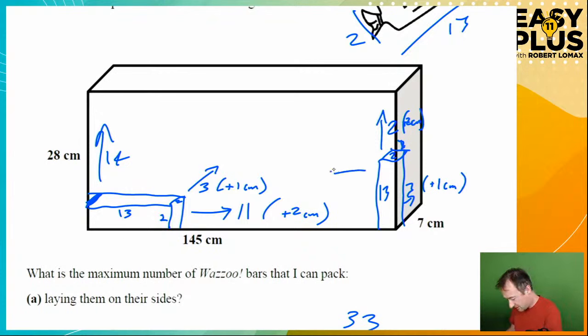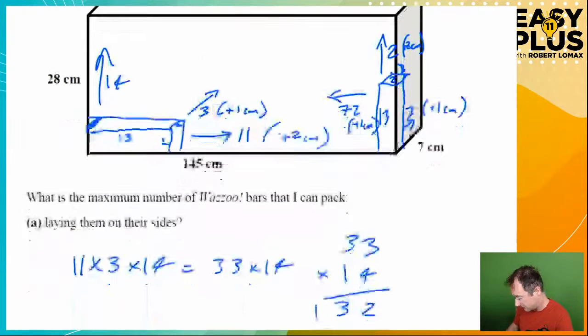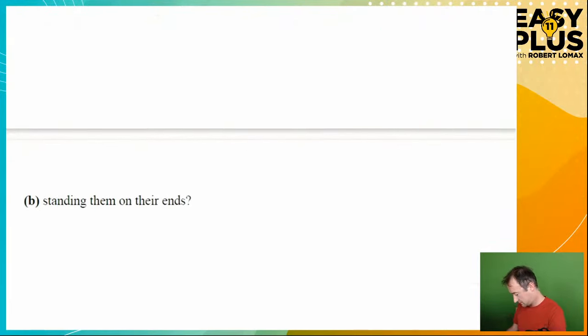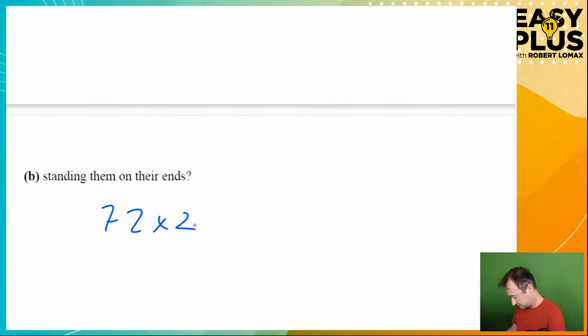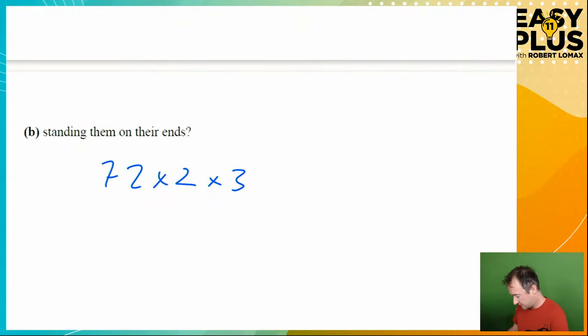How many can I fit in this direction? Well, it's 2 centimeters in width and the box is 145 centimeters, so I get up to 144 centimeters, that's 72 times, with 1 centimeter left over. So it's 72 times 2 times, what am I doing? Oh, times 3, that's it. 72 times 2 times 3, if I can get that right. Okay, so 72 times 2 equals 144.